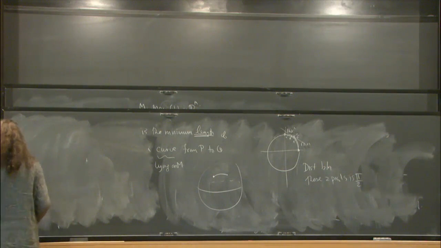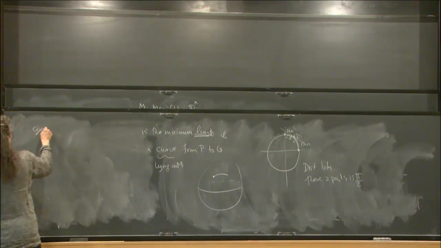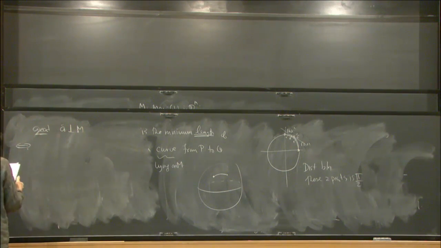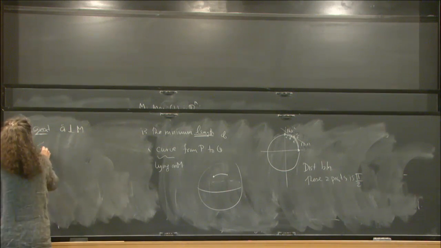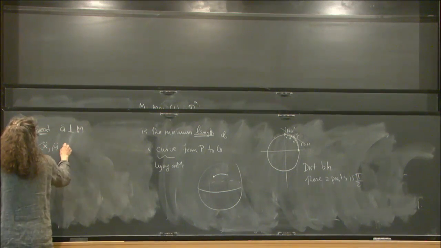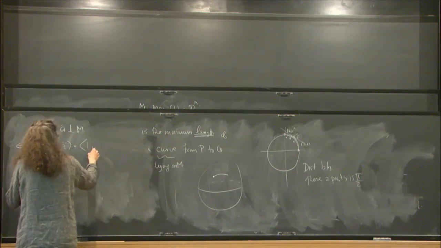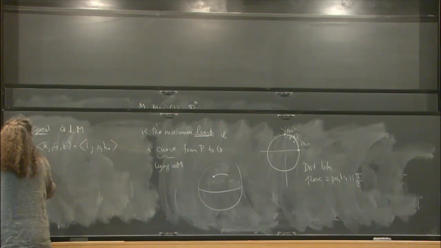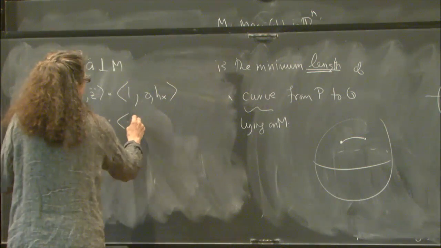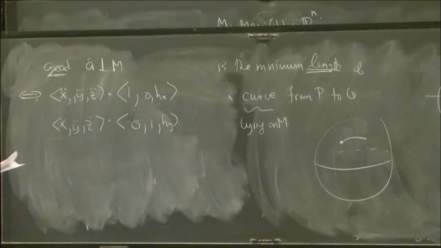And so what do I say? It's a geodesic, which is saying that the acceleration is perpendicular to M if and only if x double dot, y double dot, z double dot, which is the acceleration vector, is perpendicular to both of those two vectors: 1, 0, h sub x, and 0, 1, h sub y. I think I'm going to skip to the chase here.